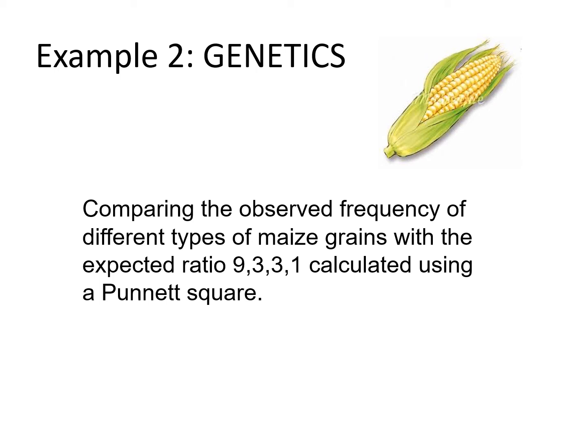This means in order to work out our expected ratios, we get the total population, we divide it by 16, and then we times it by 9, times by 3, times by 3, and times by 1 in order to work out the expected populations for each of the different phenotypes.